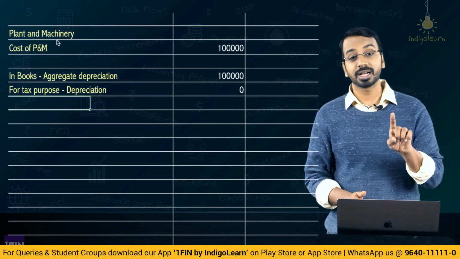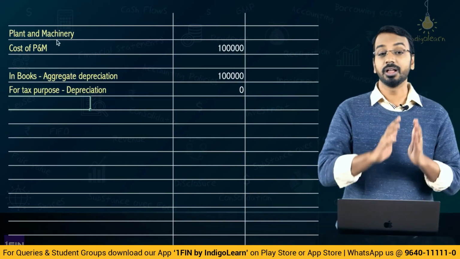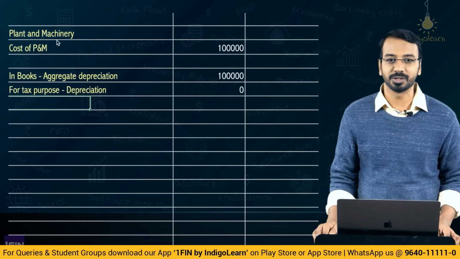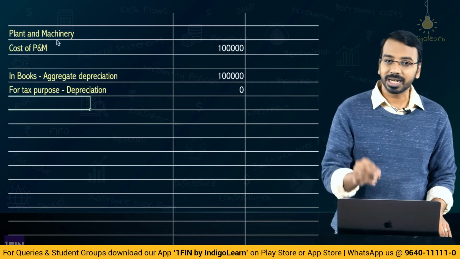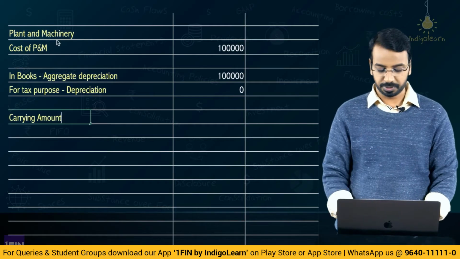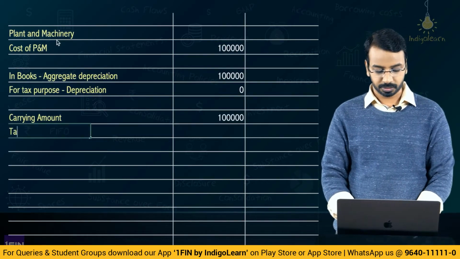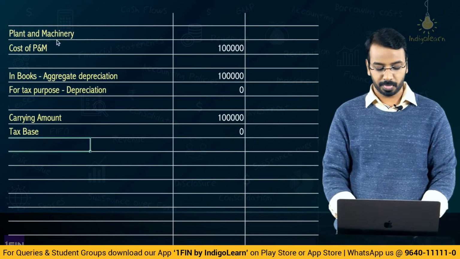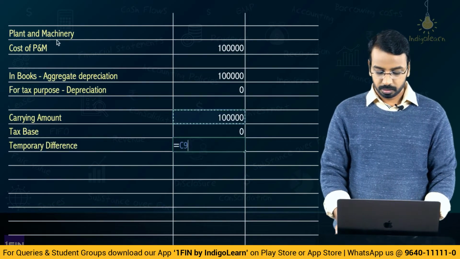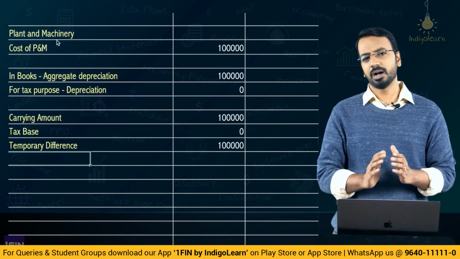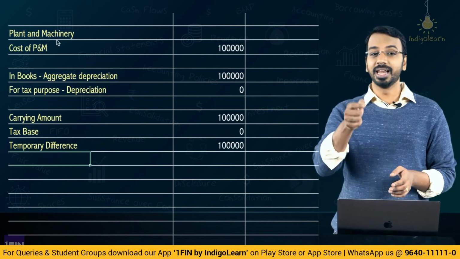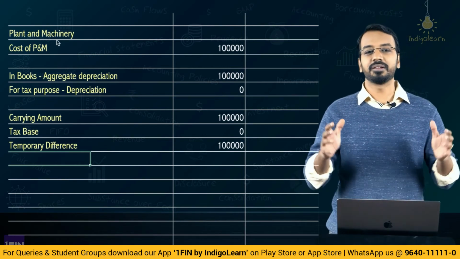For the books, there is a carrying amount of 1 lakh at the time of initial recognition. But on the same date, if you look at the taxation books, or if you say for the purpose of taxation, this machine is worth 0. And why is it worth 0? Because we cannot claim any depreciation against this machinery. Now, carrying amount, assuming there is no depreciation, is 1 lakh. Tax base is 0. What is the difference? The difference is 1 lakh. Now, if you go back to the principle that I told you, if the tax base of an asset is less than the carrying amount of the asset, we will recognize a deferred tax liability.